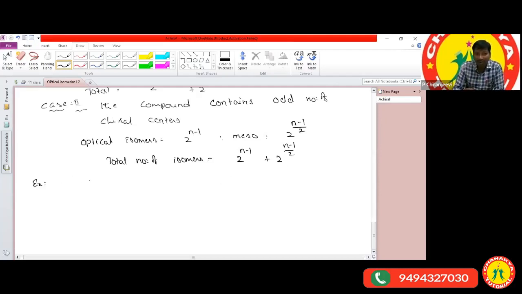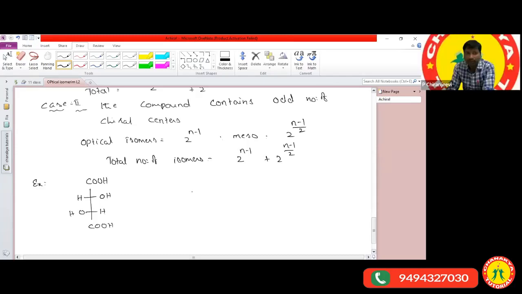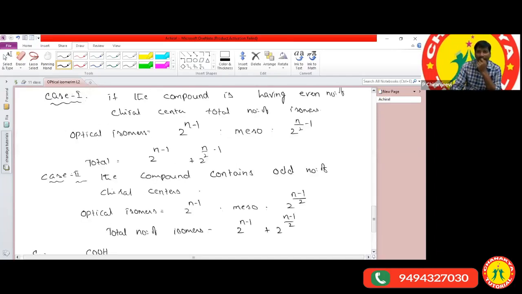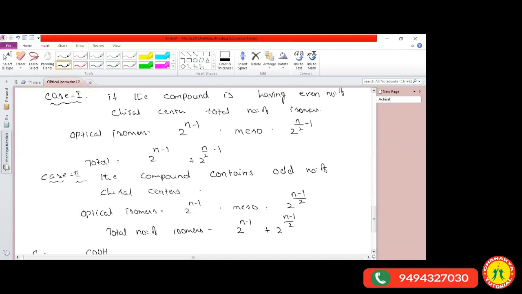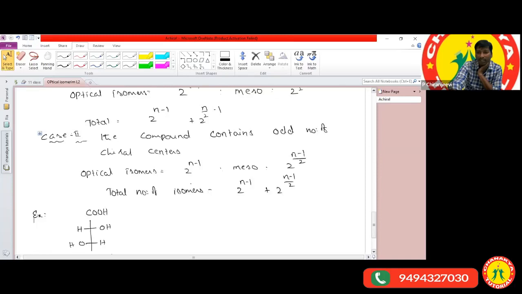I think it's going to be disconnected. Tartaric acid: the total number of isomers exhibited by tartaric acid. Can you scroll up a little to the formula for case 1? Case 2 also you can check. I will give you both.